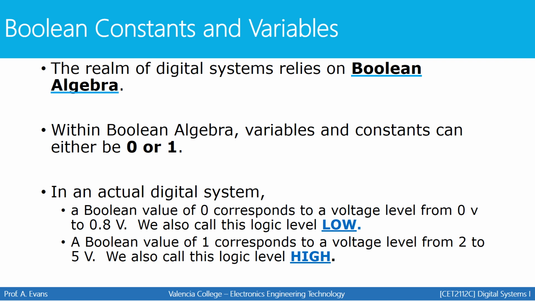Alternatively, a Boolean value of 1 corresponds to a voltage level from 2 volts to 5 volts. So if I were to measure an input or an output and I get a measurement anywhere in that range, I would consider that to be a high. Anything that doesn't fall within the range of low or high is considered to be an indeterminate range. It's neither a 0 or a 1, and it's technically an invalid state. We only ever want to be able to measure lows and highs or zeros and ones according to these voltage measurements.